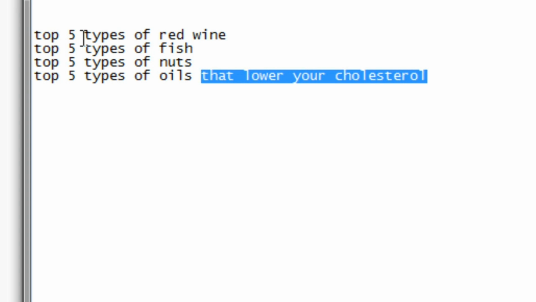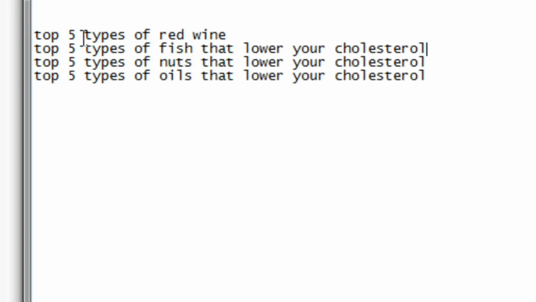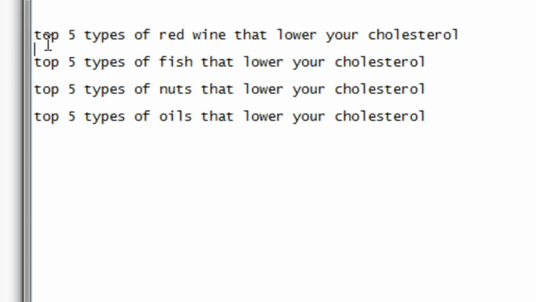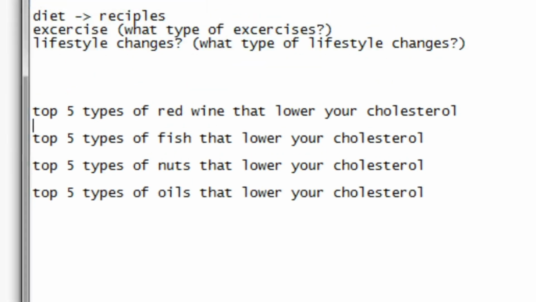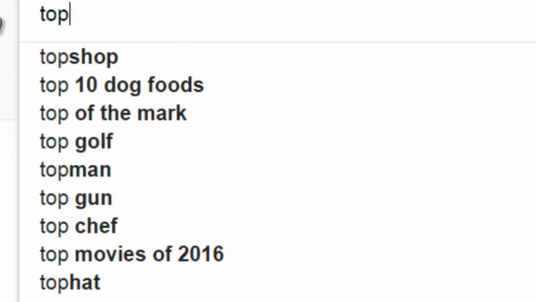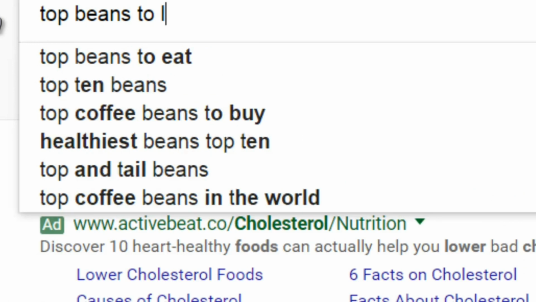Now, indirectly, what you're doing here, even though it is very, very specific, is actually helping Google figure out what your site is all about. So there we go. From this one article, we were able to create 4 different articles. And because it's all very consistent, all we have to do now is go back to Google and type in, let's say, top beans to lower cholesterol.